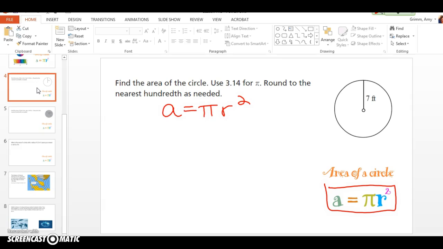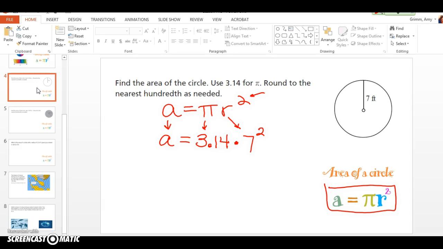Okay, do we know the area? No, that's what we're trying to find, right? Okay, so area. Do we know what to put in for pi? 3.14. All right, do we know what to put in for r? Yes, we're supposed to put in 7. And what's this little 2 mean? Squared, or to the second power.